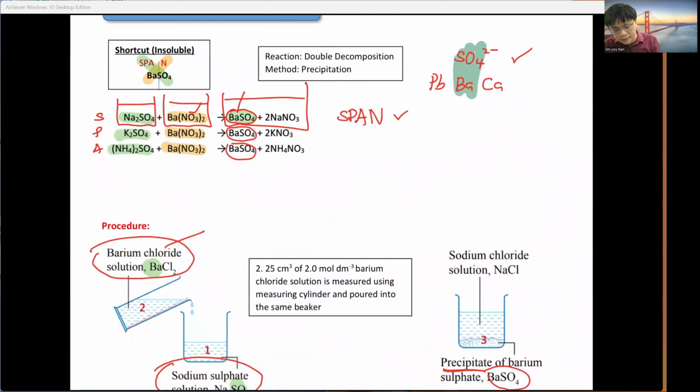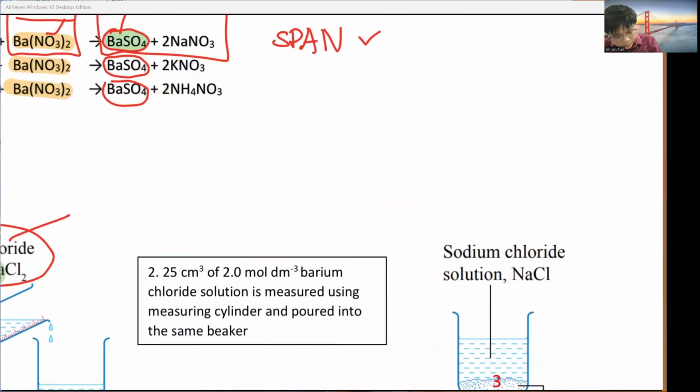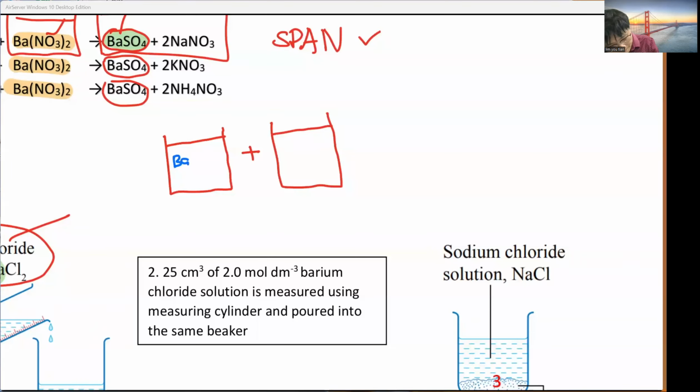Okay, so the idea is very simple. I'll draw it for you. You need to understand this, because in the salt chapter, once you understand, everything becomes very simple. So look at this idea. Now, I have barium nitrate, then I have, let's say, sodium sulfate. These are the two solutions that I have.